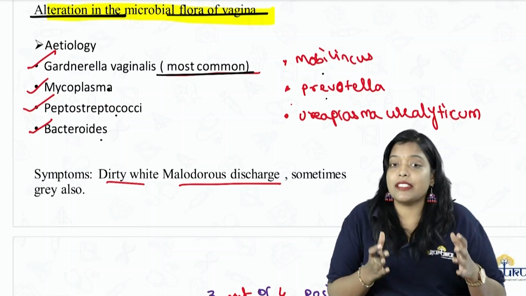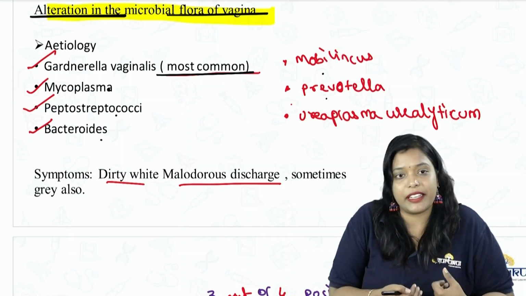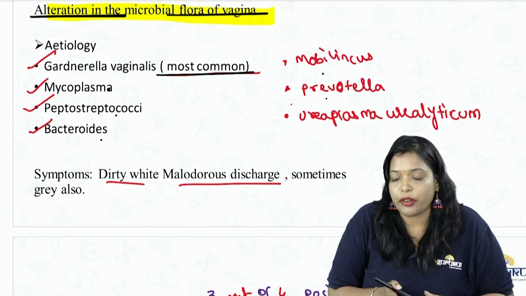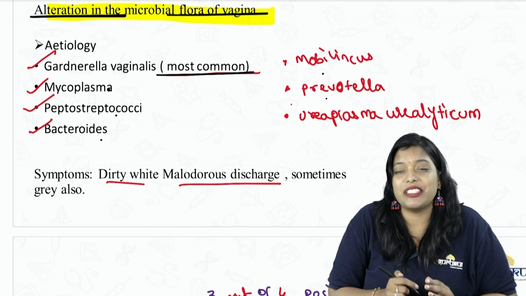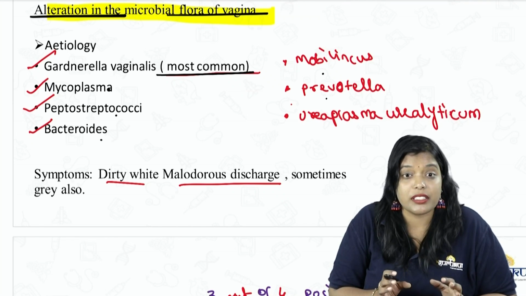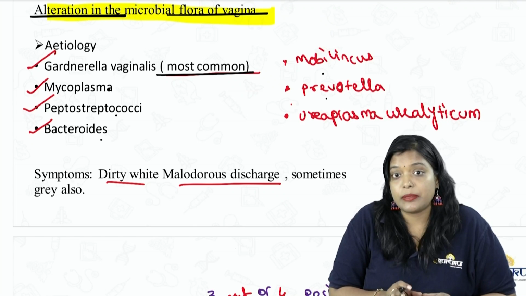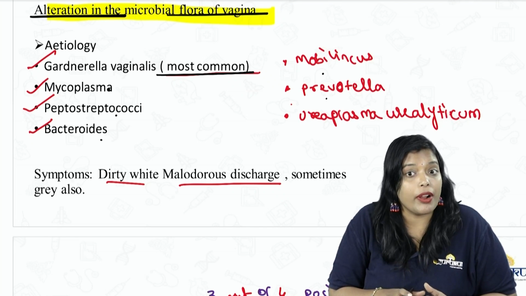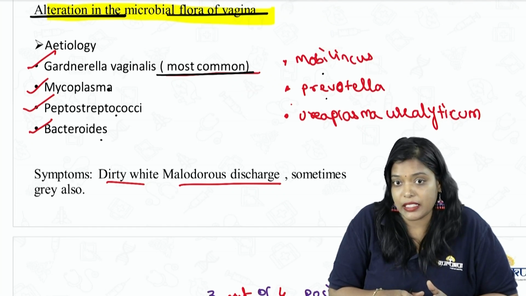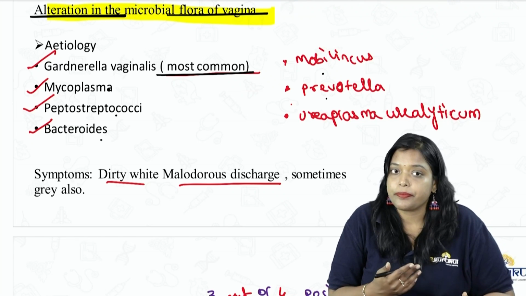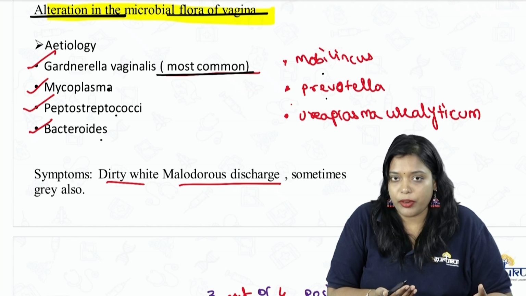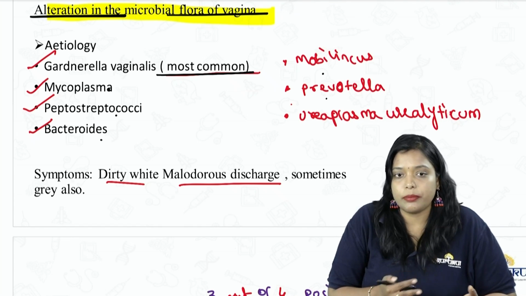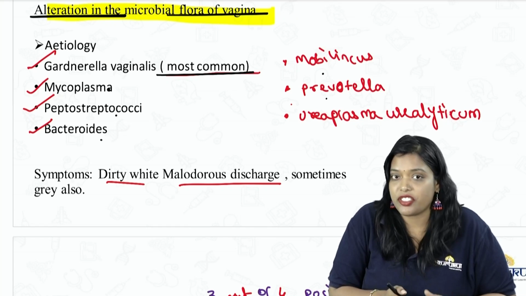It is also due to Mobiluncus, Prevotella, Ureaplasma urealyticum. What happens is that the bad bacteria increase and the good bacteria decrease. So it is the alteration of microflora, most commonly due to Gardnerella. Symptoms: they'll present with dirty, white, malodorous, foul-smelling discharge. But an important point, guys, there is no pruritus. Unlike candidiasis and trichomoniasis, here there is no itching. There's only dirty, white, malodorous discharge.